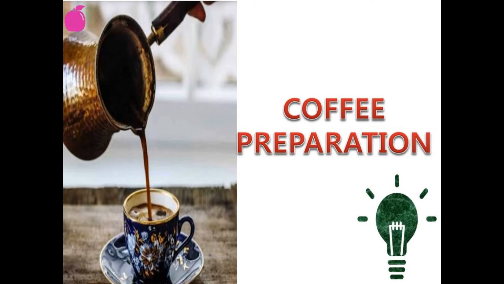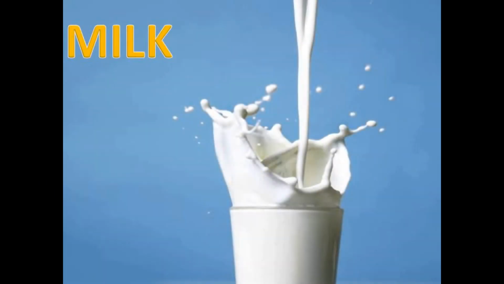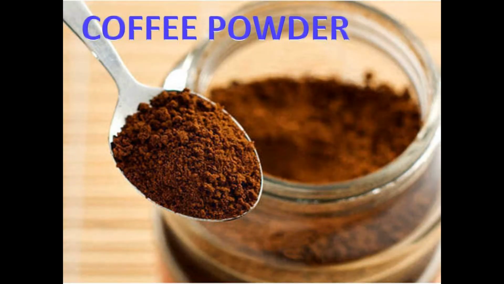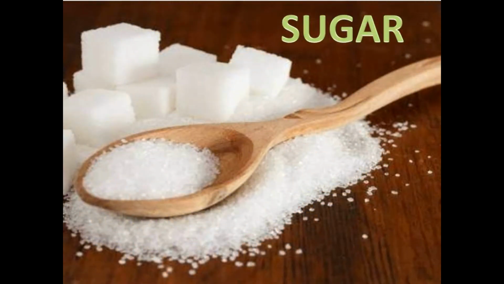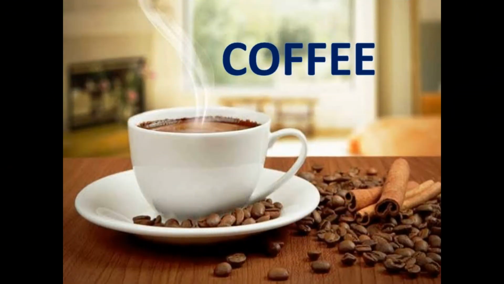Let us see an example of an algorithm: coffee preparation. Water, coffee powder, sugar. These ingredients are the inputs of the algorithm. Preparing a cup of coffee is called the process. The output of this process is coffee.